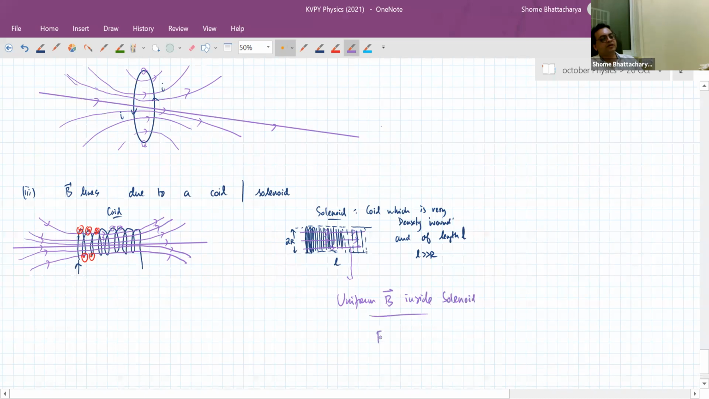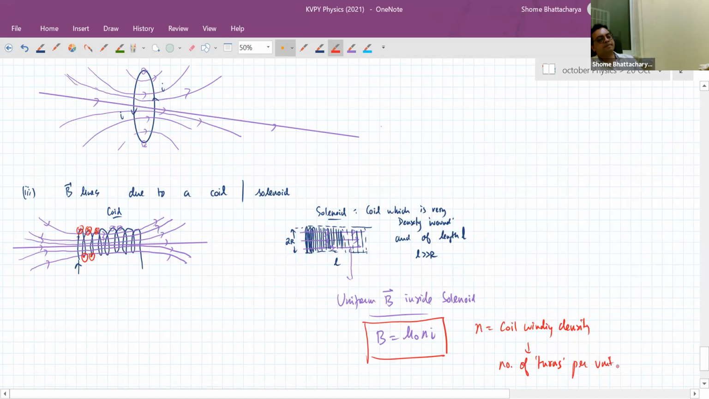And that uniform magnetic field has a strength given by the formula. Now again, this is an important formula for us, so I'll box it in red, where n is the coil winding density. That is the number of turns of the solenoid per unit length along its axis, that is small n, and I is of course the current in the solenoid.